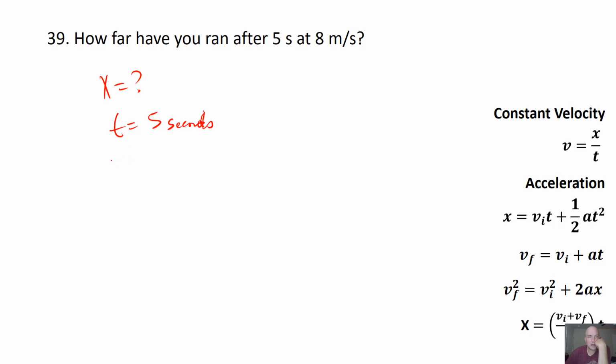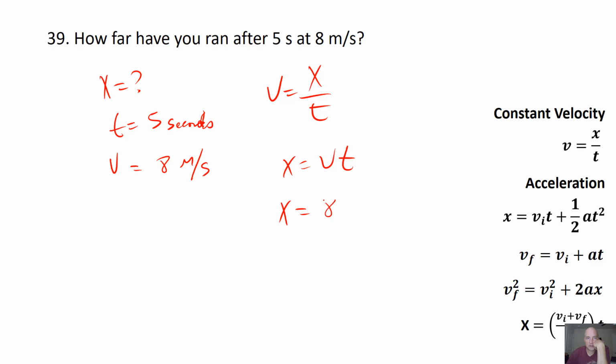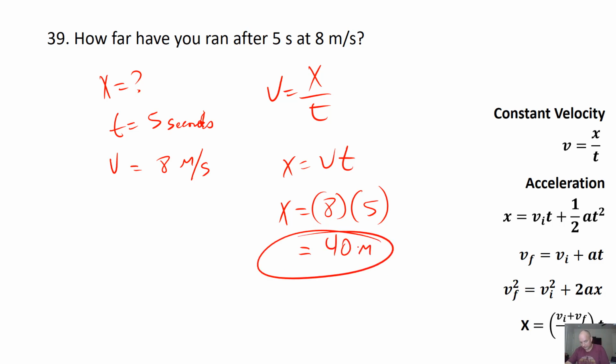And you're going to do that at a constant velocity; it doesn't say anything about speeding up or slowing down. 8 meters per second, so V equals X over T, and X equals VT. When you rearrange that, X equals velocity of 8 meters every second, so we're going to take that up 5 times because we go for 5 seconds, so 8 times 5 is going to be 40 meters. That's how far you're going to go.